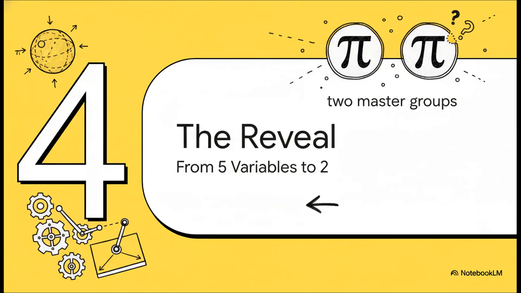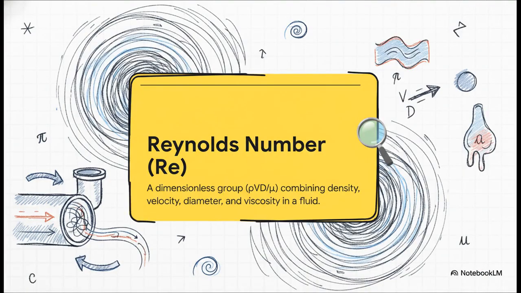Okay, we've followed the method, we've solved the puzzle, so what did we find? What are the 2 master groups that describe all the physics of drag on a sphere? This is the big payoff. Our first pi term is one of the most famous and important numbers in all of fluid dynamics, the Reynolds number. You can see it combines 4 of our original variables, density, velocity, diameter, and viscosity, all into a single powerful value that tells you everything about the character of the fluid flow.